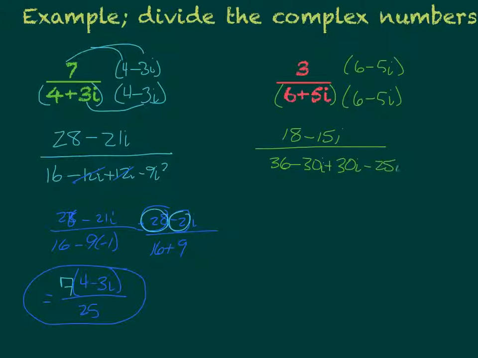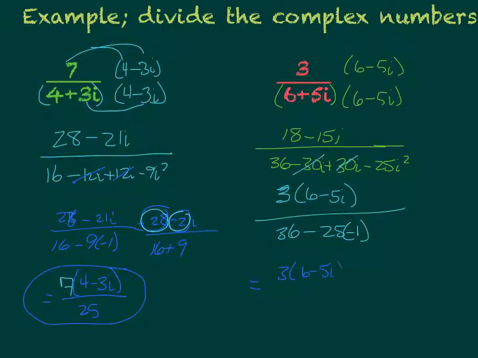minus 25i squared. And then I simplify, so that's going to factor out a 3 out of the numerator, giving me 6 minus 5i divided by, cancel out my 30i's, and then I have 36 minus 25 times negative 1, which makes it a positive 25, for a simplified answer of 6 minus 5i over 36 plus 25, 61. So that's your final answer.